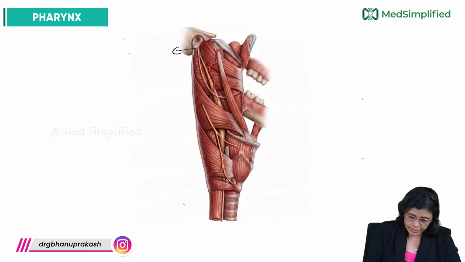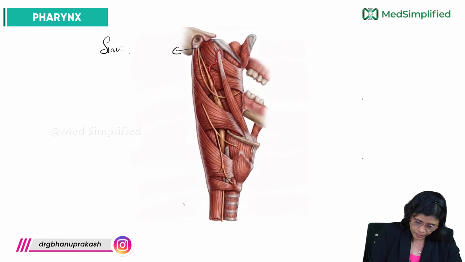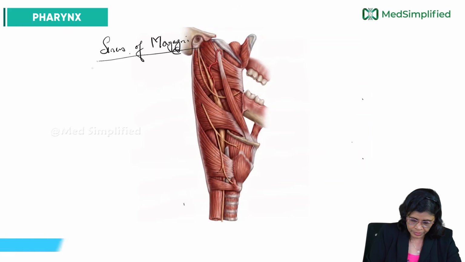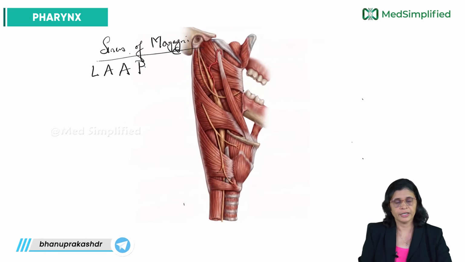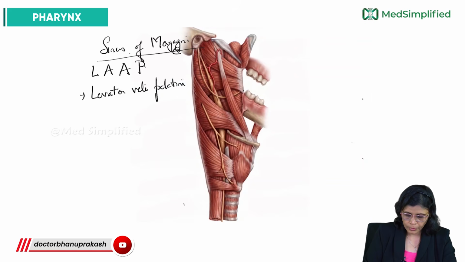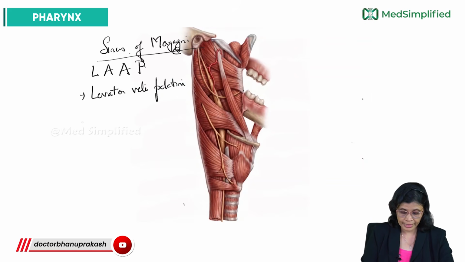In the sinus of Morgagni, we will see 4 structures. To remember those 4 structures, remember LAAP, with an extra A. L is for levator veli palatini.